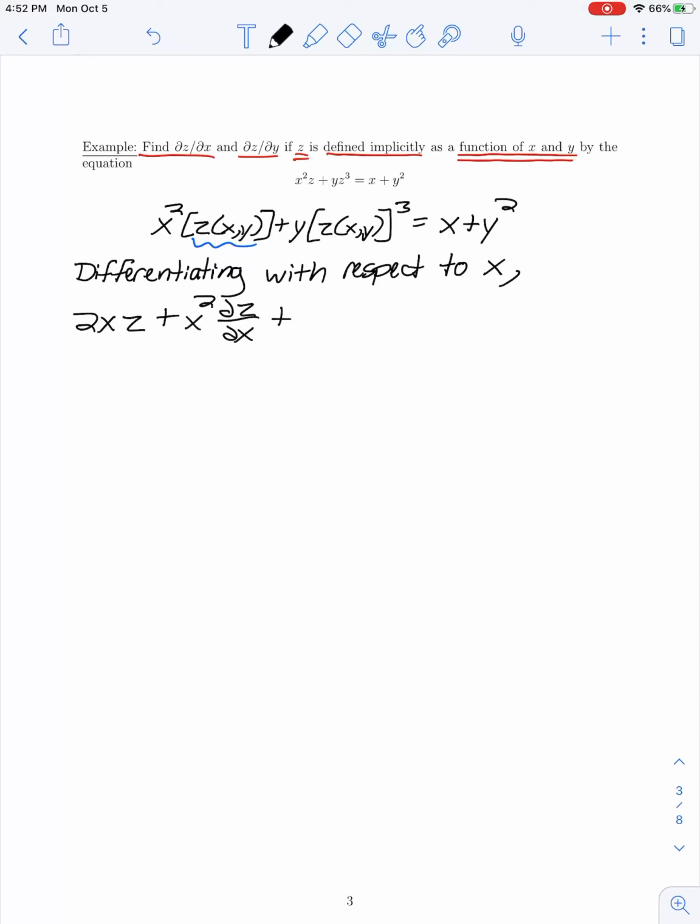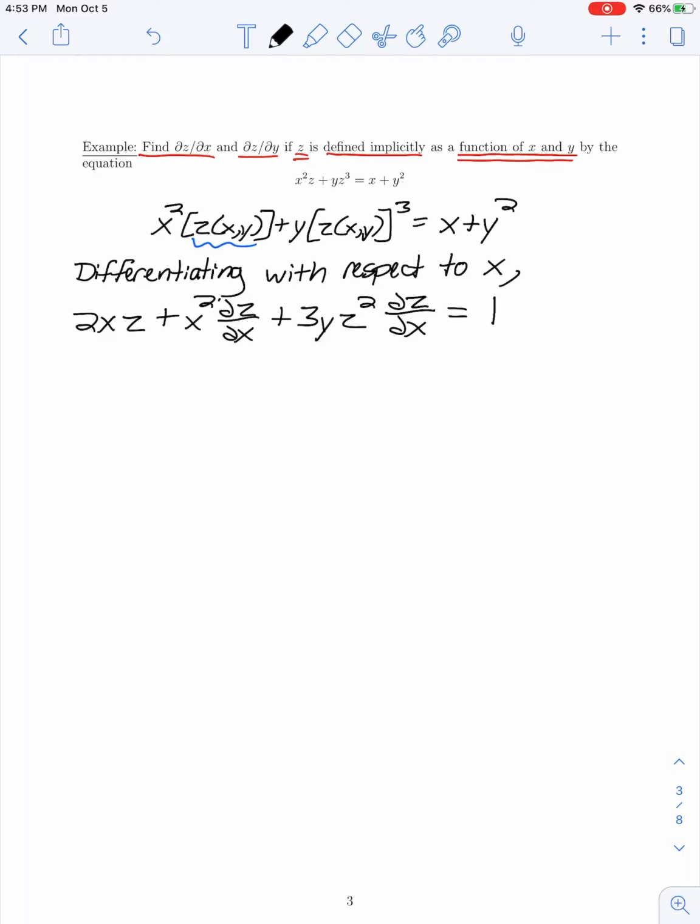Then I'm adding, well, we have a constant y times z of x y cubed. So using the chain rule, the derivative of the outer function would be 3y times z now to the second power. But by the chain rule, I've got to multiply by the derivative of the inside function, that is the derivative of z with respect to x. And this is equal to, differentiating with respect to x on the right-hand side, we would have a 1.